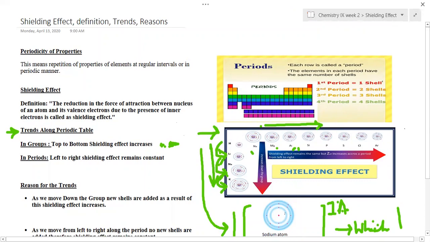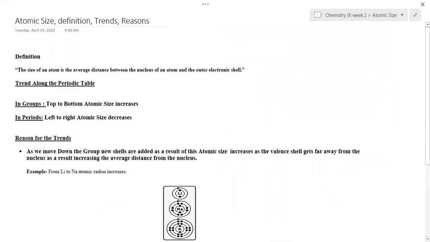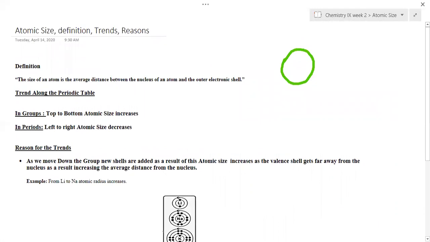Okay, now we are moving towards the next subtopic, atomic size. Atomic size is defined as the size of an atom. It is the average distance between the nucleus of an atom and its outer shell. So if I draw an atom, a Bohr's model, this is the nucleus. The average distance from the center to the valence shell is called atomic size.